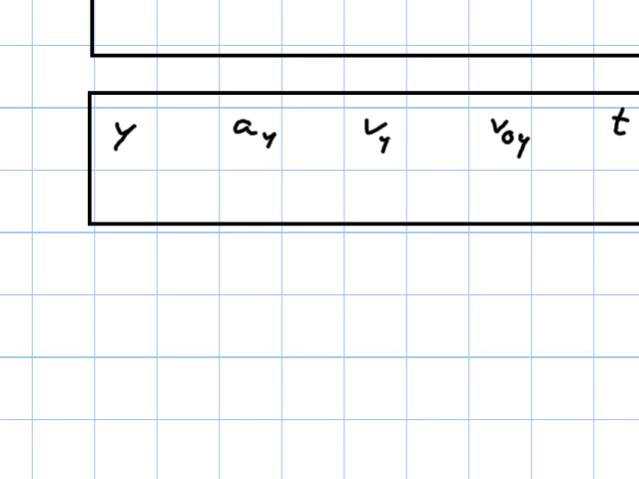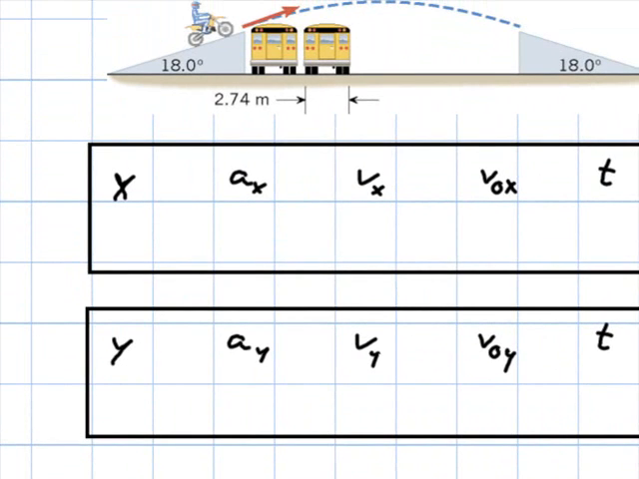This problem says a motorcycle daredevil is attempting to jump across as many buses as possible. See the drawing at the top of the right column. The takeoff ramp makes an angle of 18.0 degrees above the horizontal, and the landing ramp is identical to the takeoff ramp. The buses are parked side by side, and each bus is 2.74 meters wide.